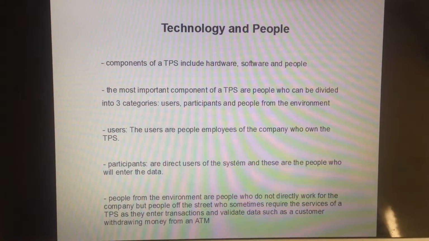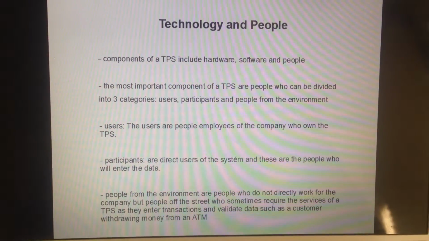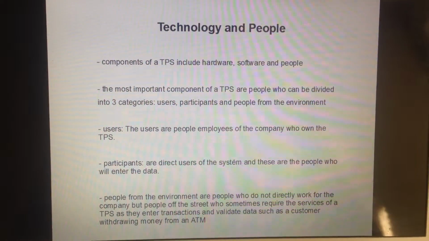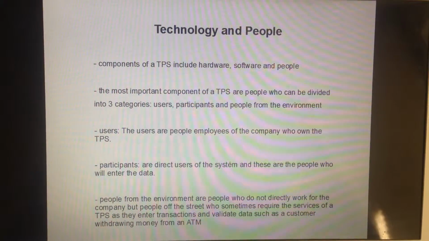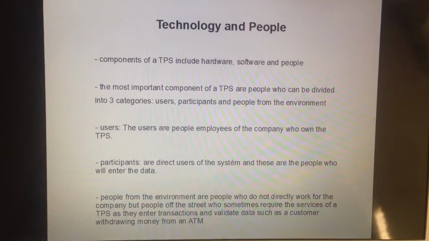And number 3, people from the environment are people who do not directly work for the company, but people off the street who sometimes require the services of a TPS as they enter transaction and validate data, such as a customer withdrawing money from an ATM.